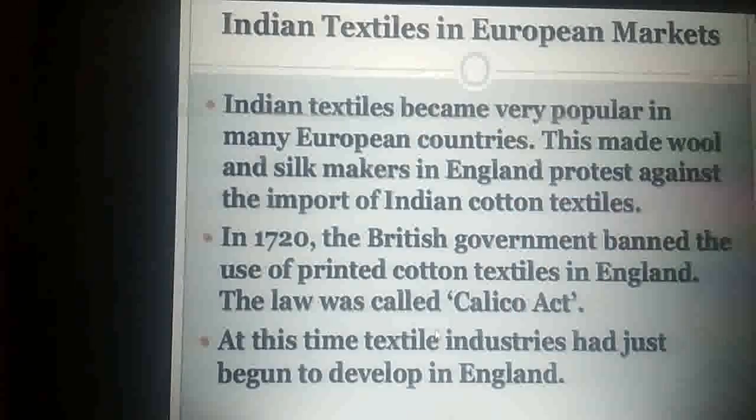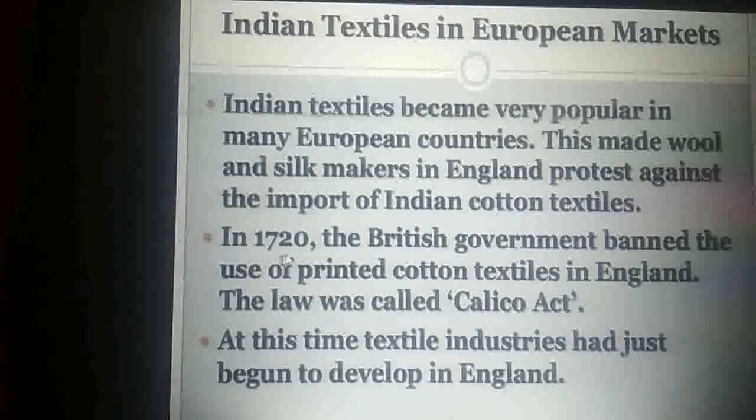And as far as the Indian textile and the European market is concerned, we know very well that Indian textile had a good market in Europe, and people preferred to use these Indian textiles. But the silk makers and the wool makers of England, when they saw the importance and dominance of the Indian textiles, and their products were not in a position to compete with these Indian textiles, started protesting against the import of Indian cotton textiles. And as we know, the government is the people of the Britishers.